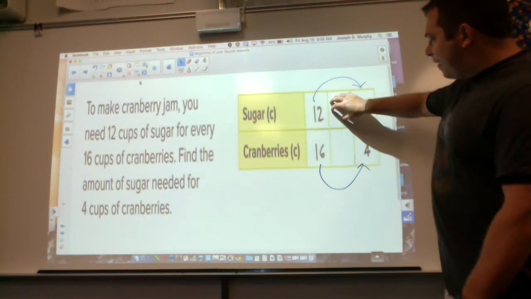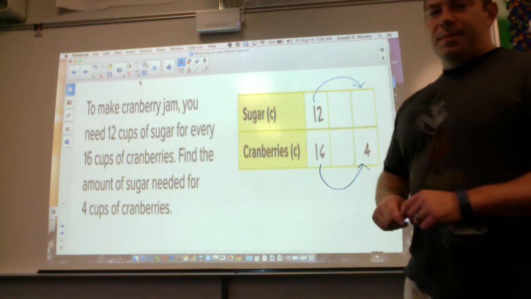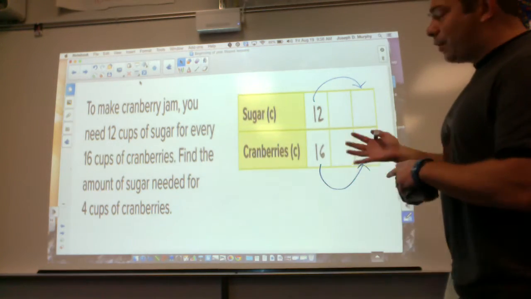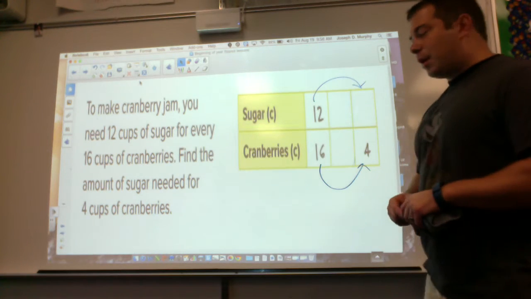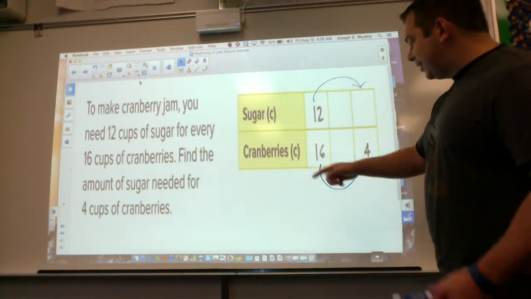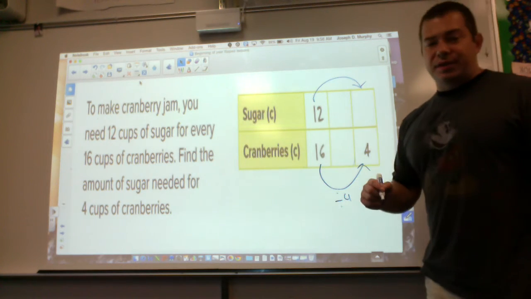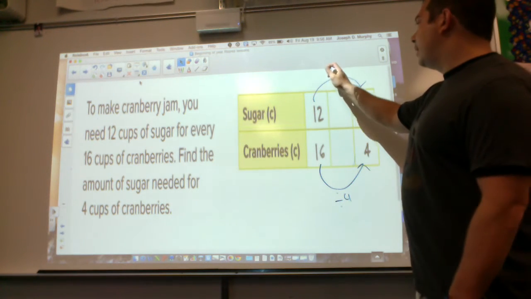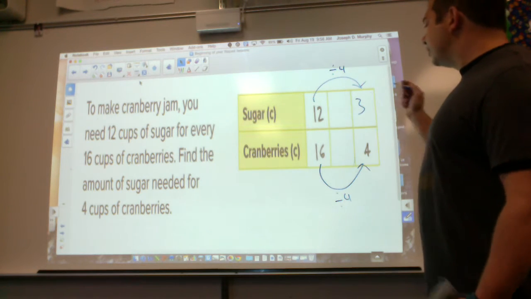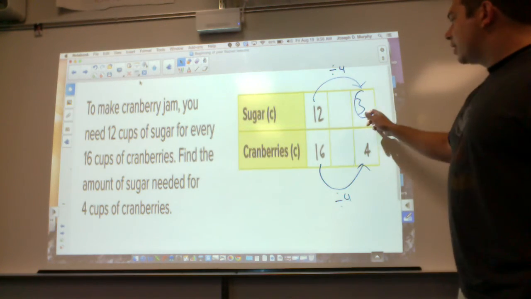Now, notice how they have a second column in here because you could do 2 steps. I don't have to, though I'm going to do them both. Let me do the quicker way first. I know 16 divided by 4 will equal 4, and I could do that to 12. 12 divided by 4 will equal 3. So I am finished. I would need 3 cups of sugar.